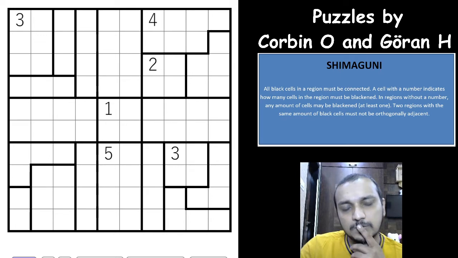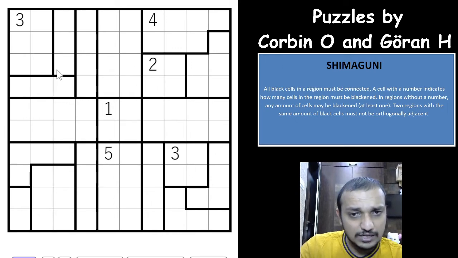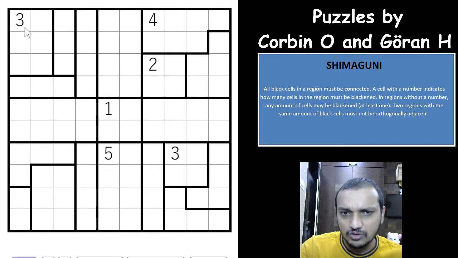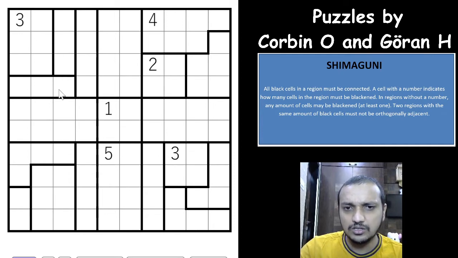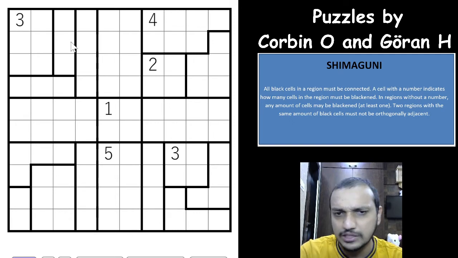Okay, so see, I see that this is a 3 here, and both of these are connected to 3's, and both of these are connected to each other as well. So which means one of the regions will have 1 shaded cell and the other will have 2 shaded cells. It cannot have 3 because 3 is already here, right? And it is touching both of these 3 cell regions. So one of the regions will have 1 shaded cell and the other will have 2 shaded cells.